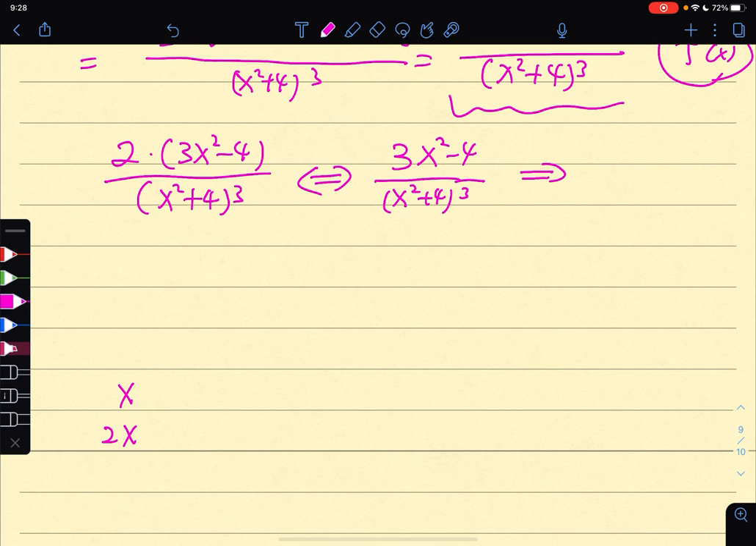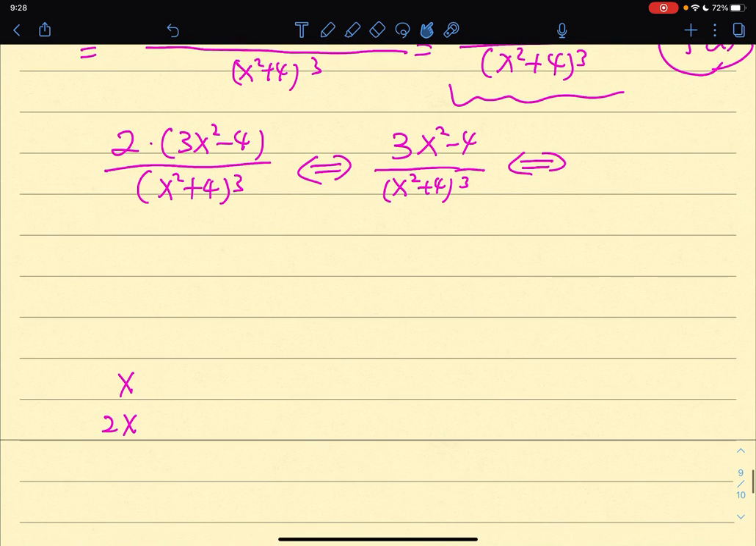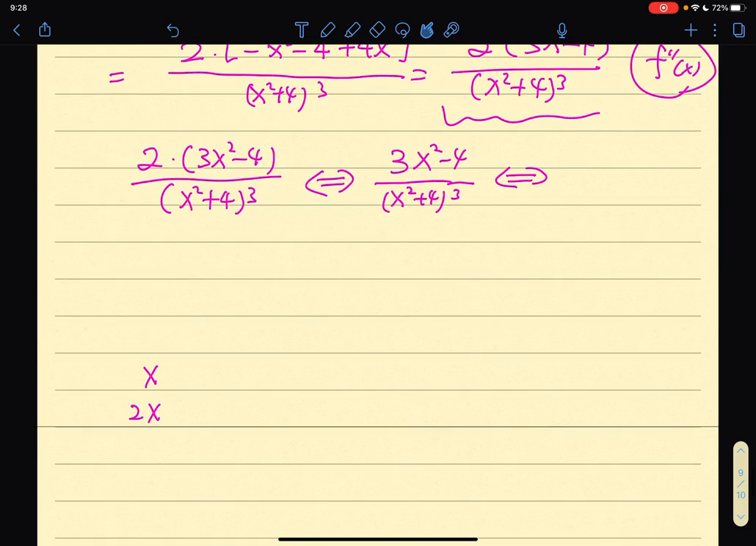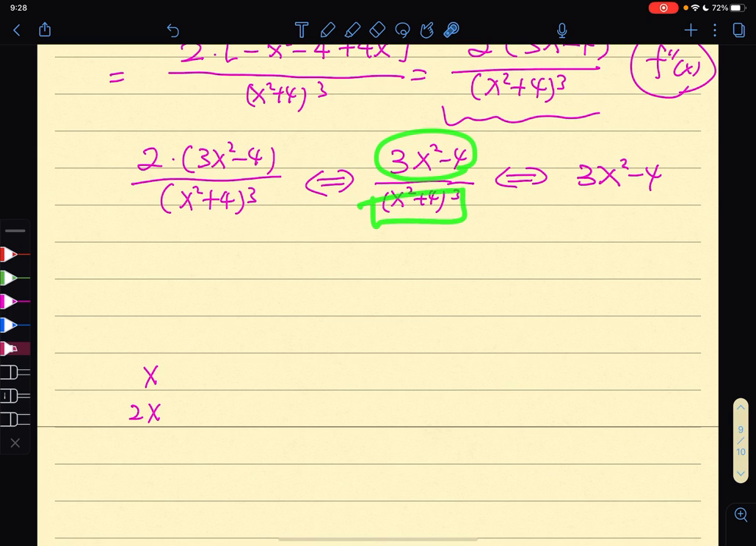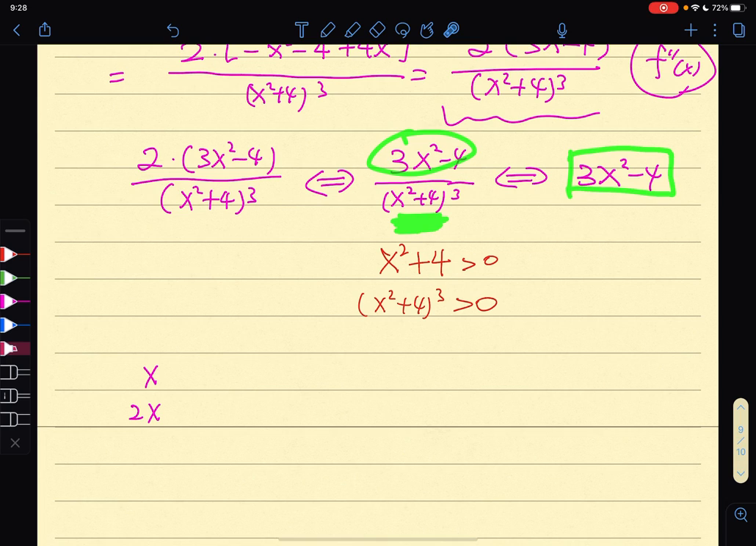And along the same line of thinking, I'm going to make the same comment. I can ignore this term here. So what am I talking about? I'm talking about 3x squared minus 4 and 3x squared minus 4 divided by that. They share the same sign because x squared is greater than or equal to 0. X squared plus 4 is always positive. X squared plus 4 cubed is always positive. You have an expression divided by something that's guaranteed to be positive, then the sign of it is always the same as not dividing, because the denominator will never change the sign of the expression.